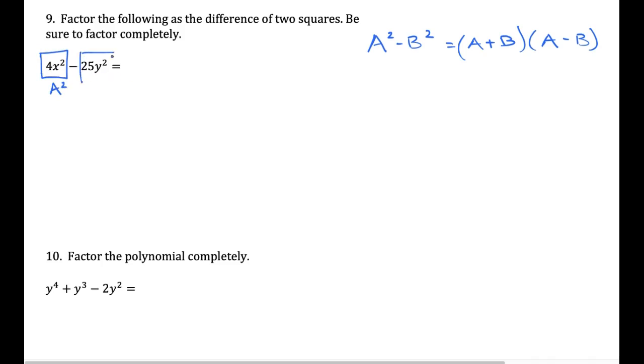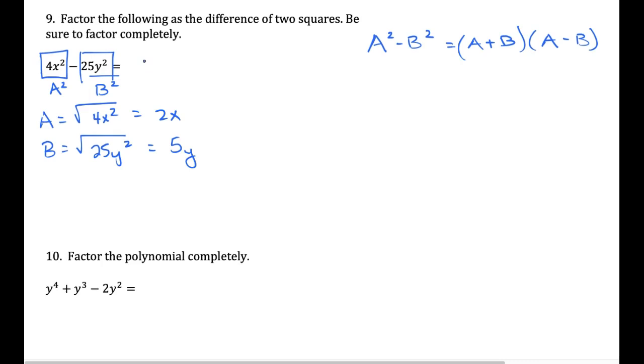And this whole part right here is b squared. So you've got to figure out what the square root of that is. So that means, let's figure it out right here. A is the square root of 4x squared. So that is 2x. And b is the square root of 25y squared. So that is 5y. Okay.